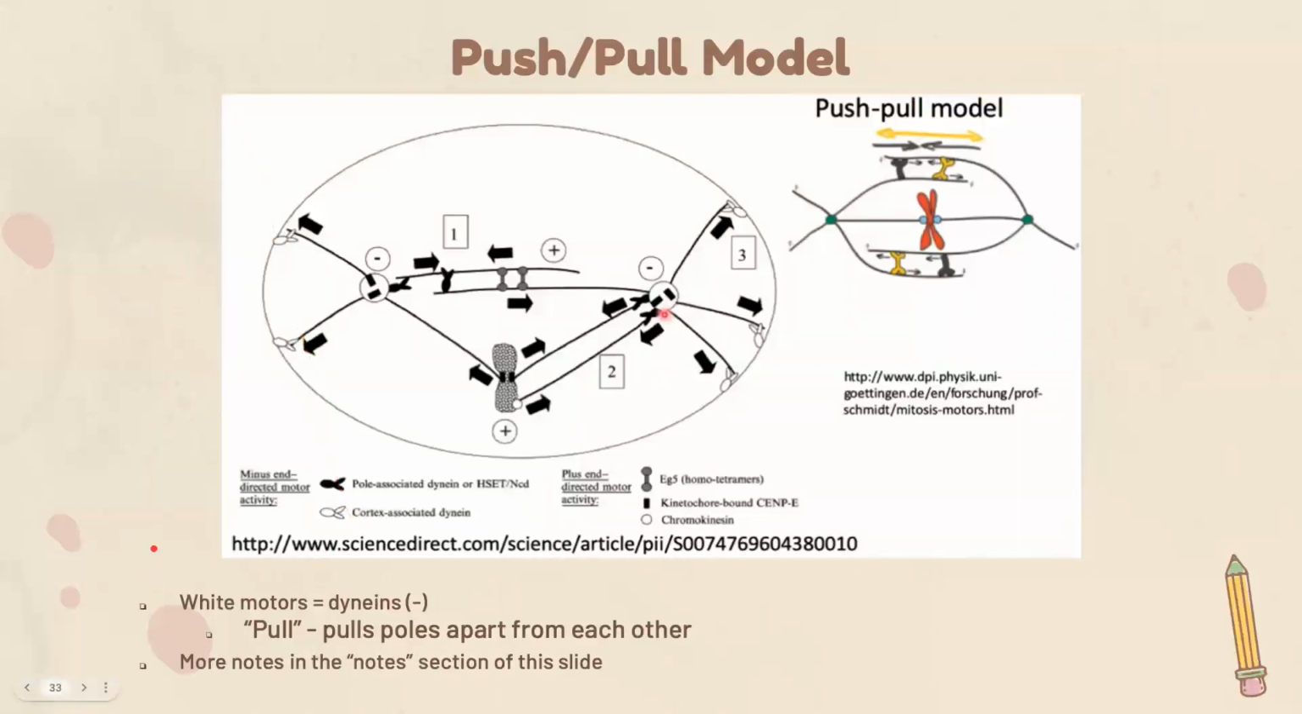This is just expanding on the push and pull model. For example, your white motors, like this one, it's a dynein, so it's minus end directed. Essentially it's trying to walk towards the minus end, so towards the centrosome. As it walks this way, it's basically dragging the spindle behind it. So the motion of this spindle pole is going to be pulled outwards, whereas maybe some of the plus end ones are going in the opposite direction. So you have this push and pull idea where you're causing a lot of tension inside the cell.